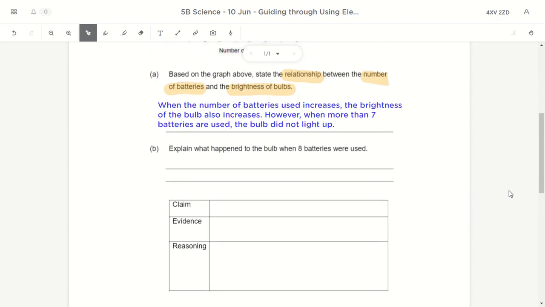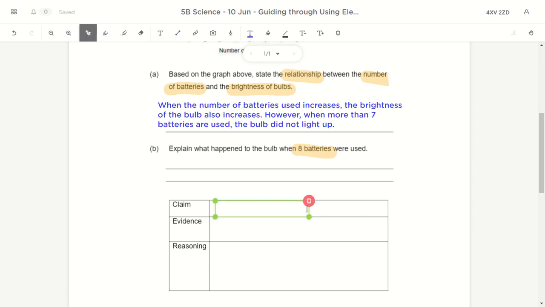So the next part, you realize that part B asks you to explain what happens. I'm sure you know when we increase the batteries over a certain limit, something will happen to the bulb. There is a part on CER, the box is on the next page, so I'm just going to combine the box and write it over here. So we know when one battery is used and when I increase to 7 batteries, everything is fine. The brightness of the bulb increases. However, when 8 batteries are used, something happened to the bulb. What happens to the bulb? So basically, you know that.